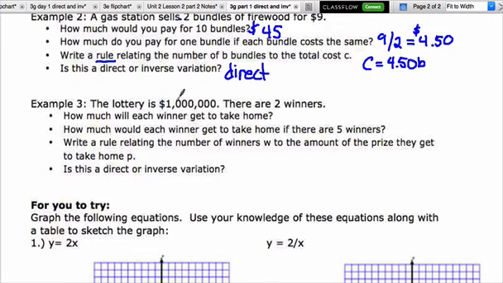Okay, the lottery is $1 million. There are 2 winners. How much will each winner get to take home? Well, I'm going to take this 1 million, divide it by 2, and each winner is going to get to take home $500,000. How much would each winner get to take home if there are 5 winners? Well, I'm going to divide this time by 5. And I get $200,000.